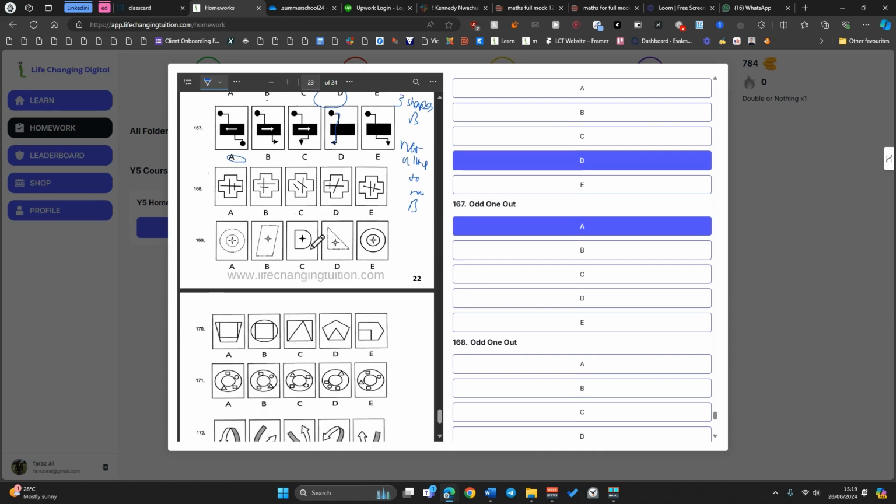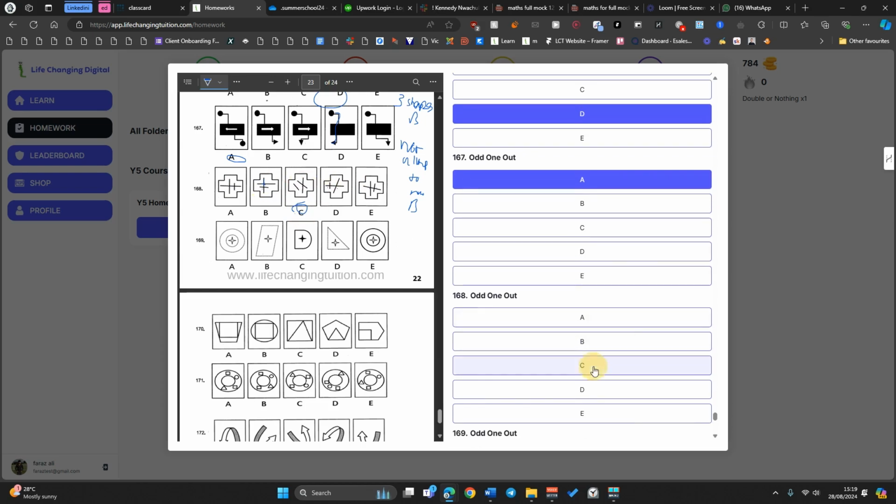Question 168. We've got all of these have 1, 2 intersections, right? 1, 2, 1 intersection, 1, 2, 1, 2. So the answer here will be C, because if you look at the intersections, all of them have two intersections apart from C. Everything else is the same with them.